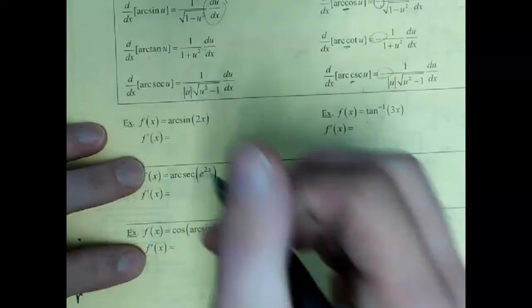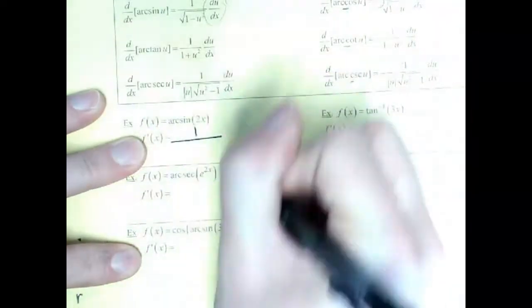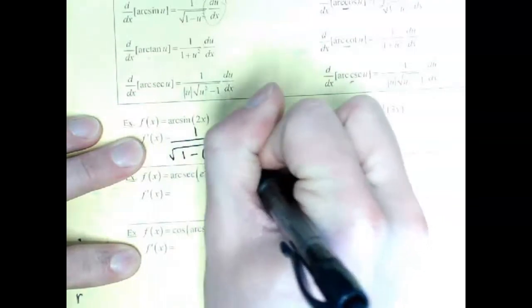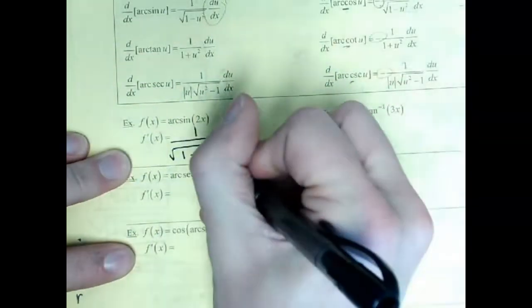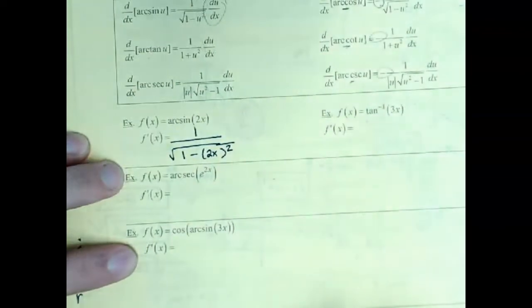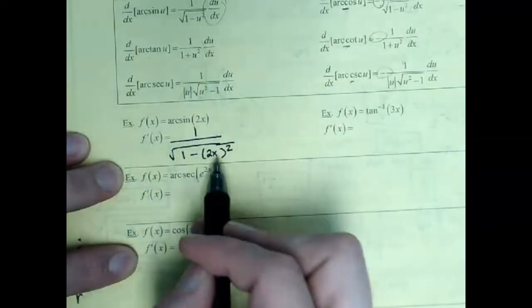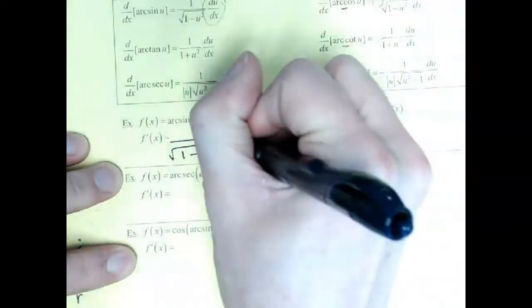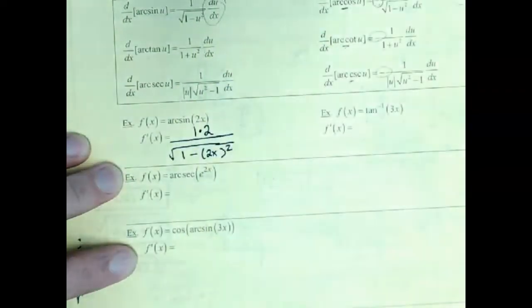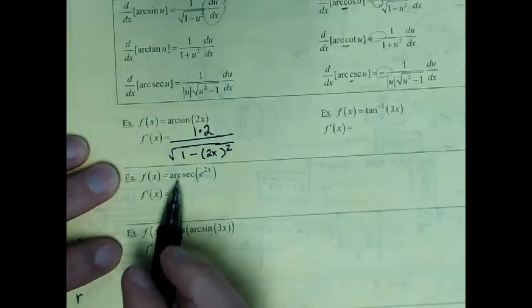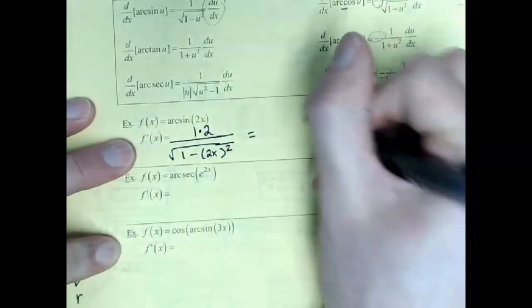I've got 1 over the square root of 1 minus stuff squared. Whatever's inside would copy inside. And then I know the derivative of that thing, right? What I just copied, that derivative's not 1. So I'd put that chain rule derivative on the top. And if you wanted to leave it like that, that's fine. No one's gonna yell at you. But if you wanted to reduce it, you could.